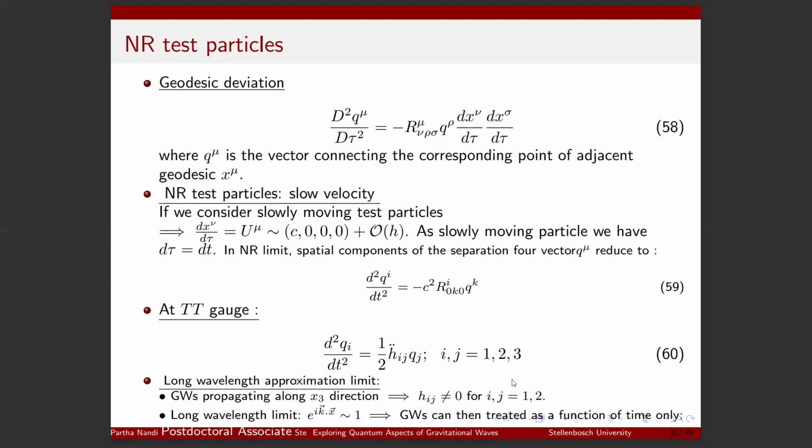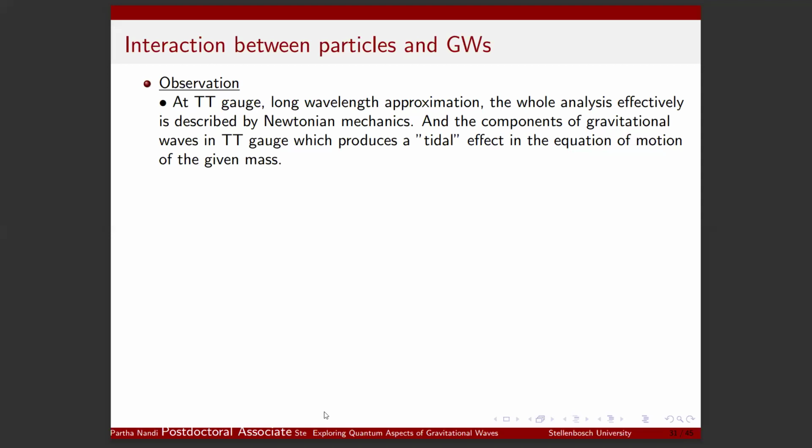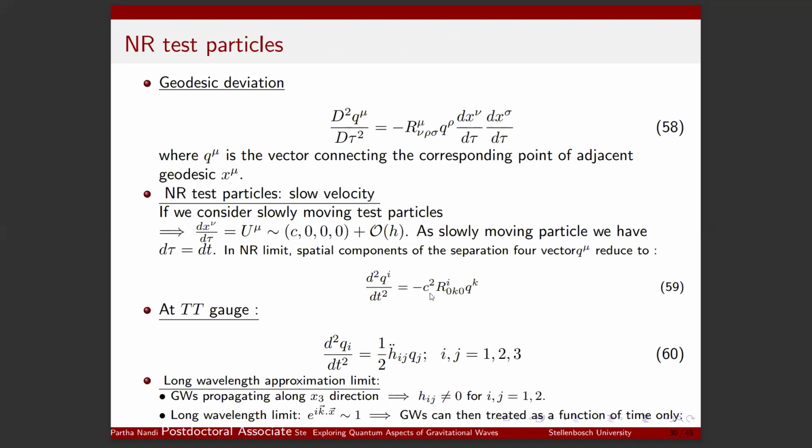Therefore only the x and y components survive, and in the long wavelength approximation we can ignore the spatial plane wave part, which is just one. So the observation is that in TT gauge, with the long wavelength approximation, the whole analysis is effectively described by Newtonian mechanics. The component of gravitational waves in TT gauge just provides us the tidal effect. Therefore, one can observe that the effect of the gravitational wave behaves as a forcing term, which fixes the acceleration.